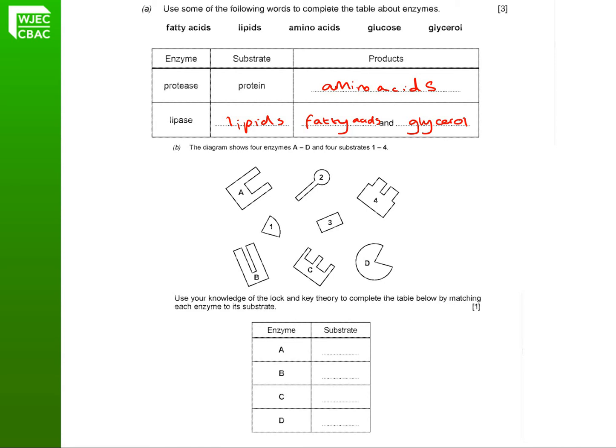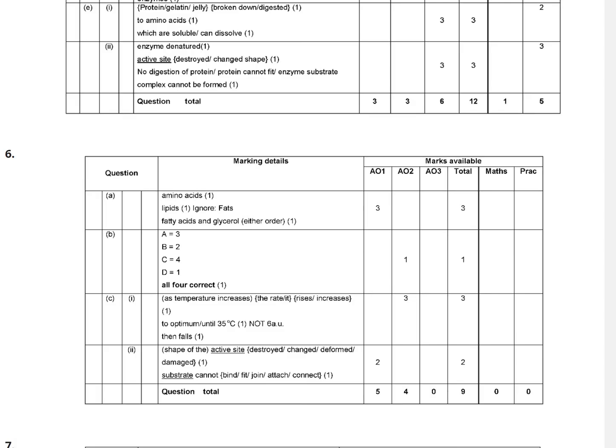The diagram shows 4 enzymes, A to D, and 4 substrates, 1 to 4. So enzyme A would work on substrate 3. Enzyme B would work on substrate 2. Enzyme C would work on substrate 4, and enzyme D then obviously would work on substrate 1. So you would need to get all of those correct, as you can see in the mark scheme, to get the marks. So there wouldn't be any half marks. You need to get all 4 of them correct to have the mark for that question.